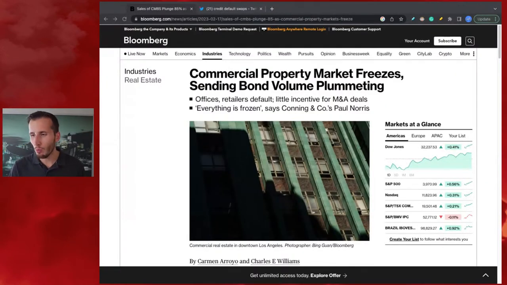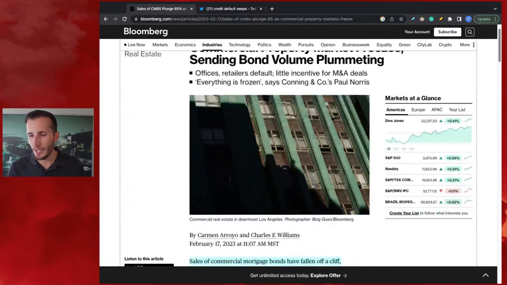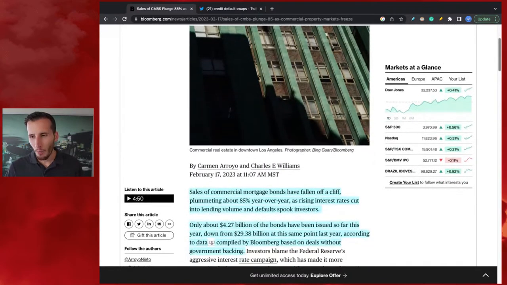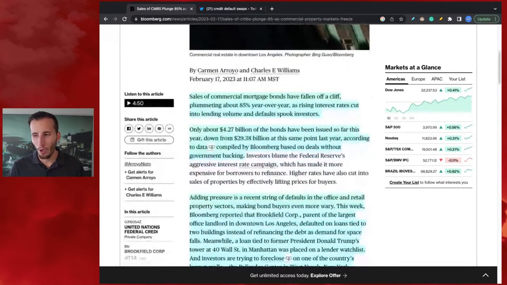So commercial property market freezes, sending bond volume plummeting. Sales of commercial mortgage bonds have fallen off a cliff, plummeting about 85% year over year as rising interest rates cut into lending volume and defaults spook investors.